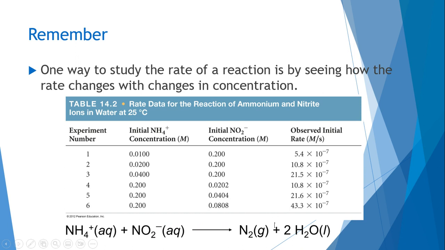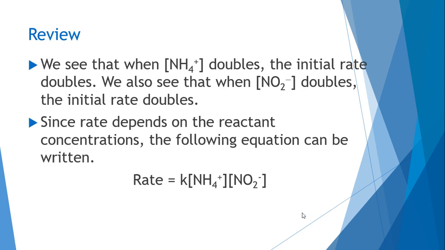Down below, we have a table that illustrates ammonium being reacted with nitrite to form nitrogen gas and water. These experiments changed the concentration of both the reactants, and we collected data telling us how the speed or the rate of the reaction changed. From there, yesterday we learned how to take that information and develop what's called a rate law.